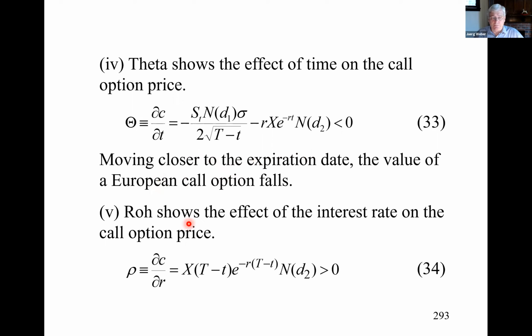And then the rho shows the effect of the interest rate on the value of the call option. When the interest rate rises, the value of the call option will increase. And again, maybe during a financial crisis, when financial markets get tight, then the holders of the call option make a profit here.